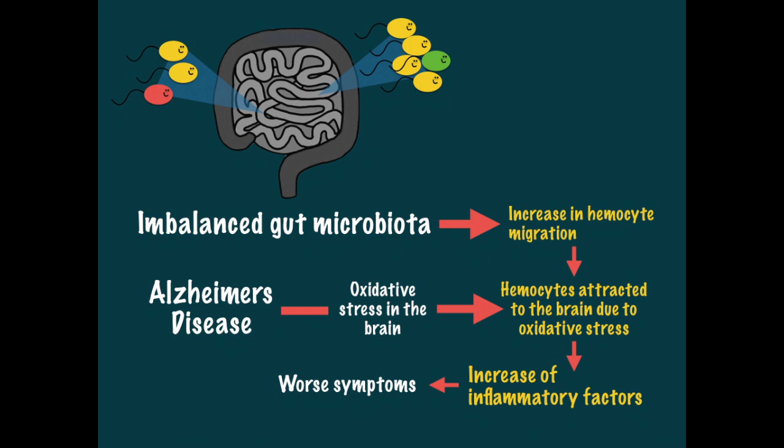So when they get to the brain, attracted by the oxidative stress, they cause the activation of TNF, which, as we have seen, is a factor that causes inflammation. And this causes more inflammation in the brain than what you would usually have, contributing to aggravating the symptoms of these flies with the altered gut microbiota. So I want you to keep in mind that it seems that there is an important role of the gut microbiota in the progression of Alzheimer's disease.